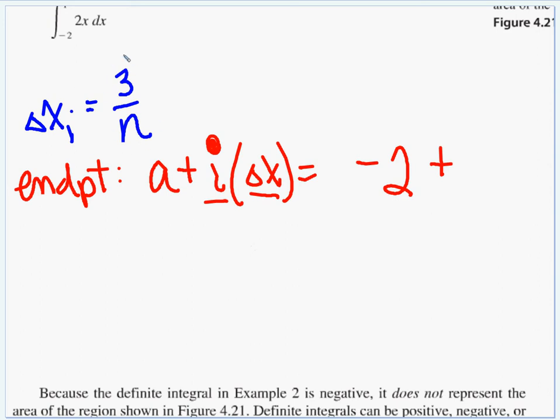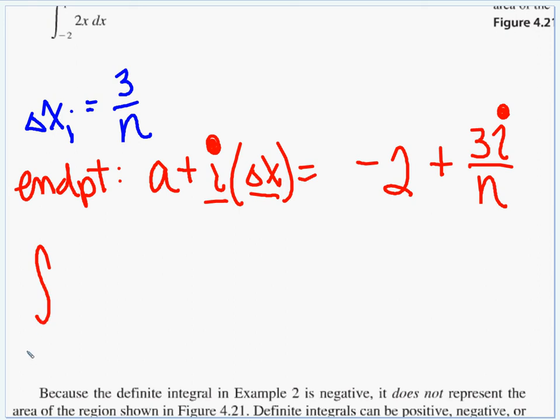Well, our delta x is 3 over n. So that's going to be 3 over n, and then times i. I'm just going to put the i up there in the numerator to keep that 3 company. So there's our left endpoint formula.